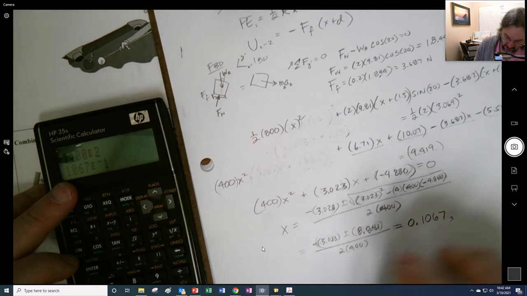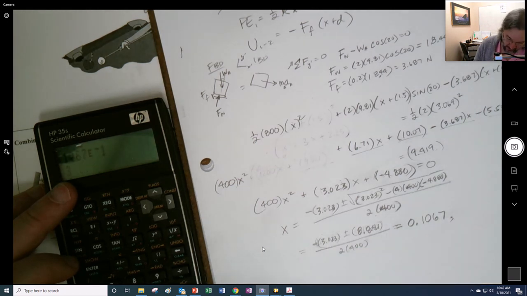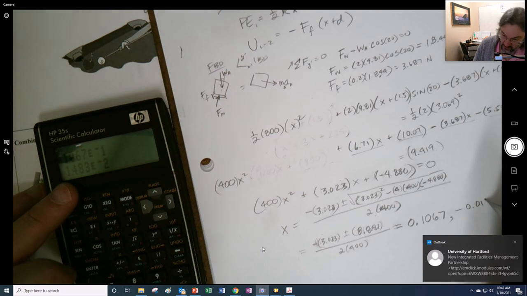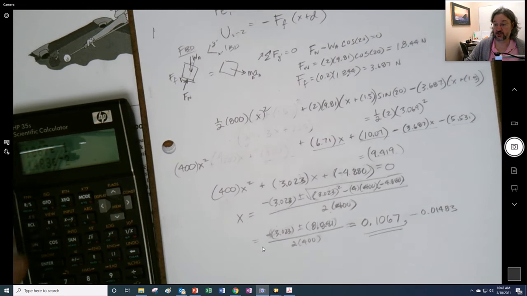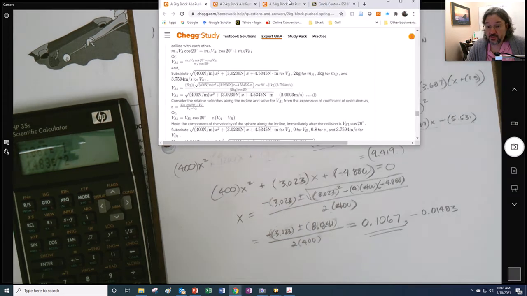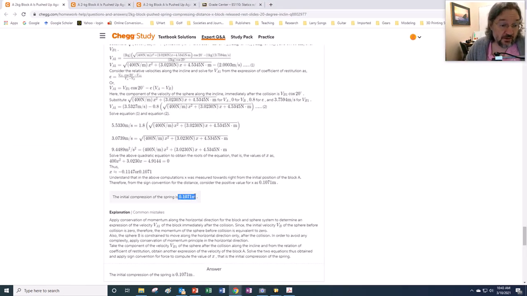Okay, and the other answer, by the way, is going to be negative 3.023 minus 8.841 divided by 2 divided by 400. But this is going to be a negative 0.01483. But here is what the answer is going to be. And I double checked, and that's what Chegg says it's going to be down here at the end. But I don't like his approach and explanation.